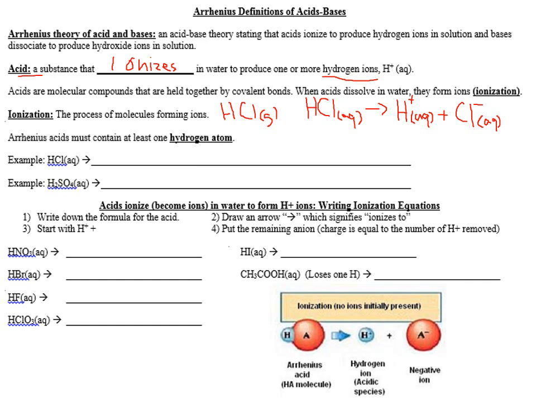So for example, over here we have HCl. I already did the example over here for you. It's aqueous, it's the acid, it ionizes to form H plus and Cl minus. Whereas if you have the example of H2SO4, I'm going to take off one hydrogen at a time, you would have H plus aq, plus HSO4 minus aq.